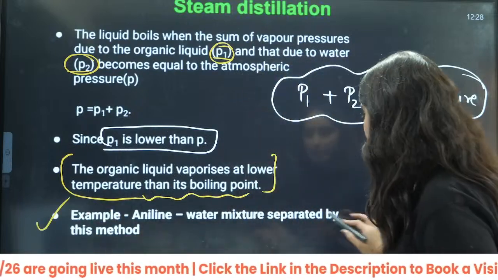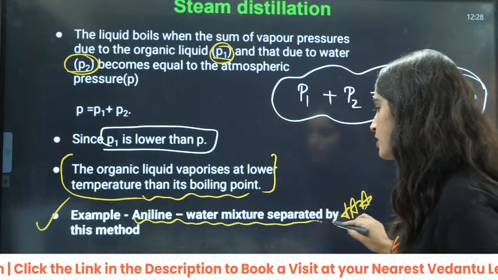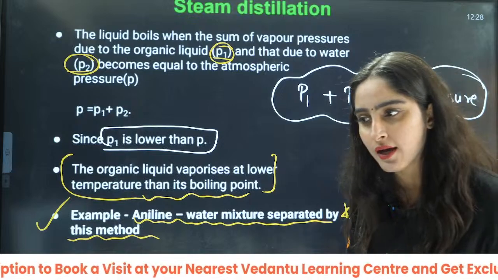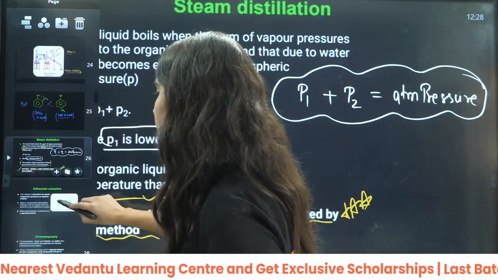And a very, very important example is aniline-water mixture separated by this method, right? You are separating it by this method. So beta, now we had 4 things here, right?